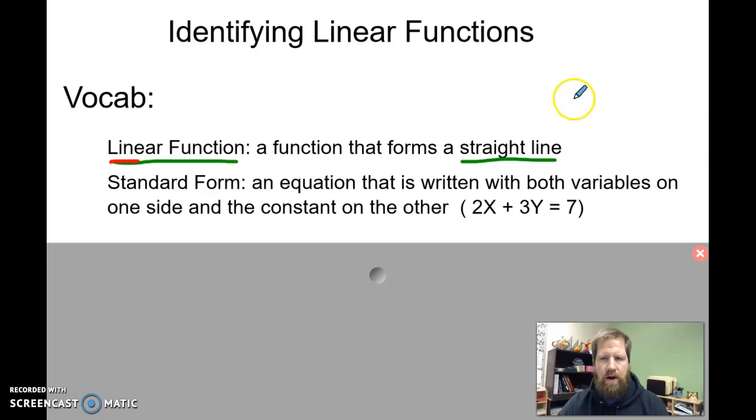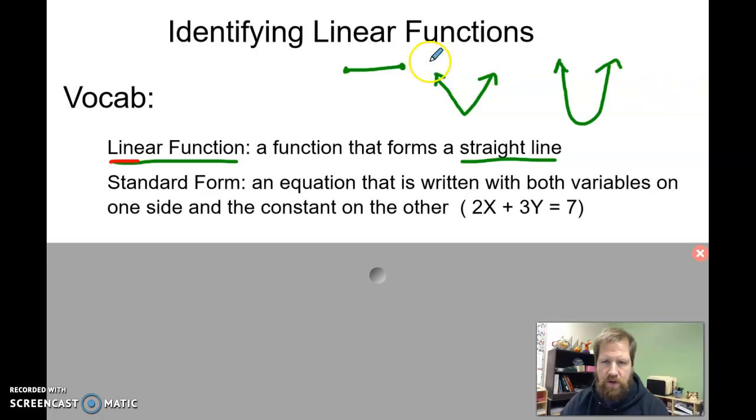All right, if we're looking at a graph and we see a parabola, something like that, or an absolute value, or something that is maybe a line segment, it ends. Okay, these would not be linear functions. Linear functions go on forever, and they are straight. They also have to pass the vertical line test.